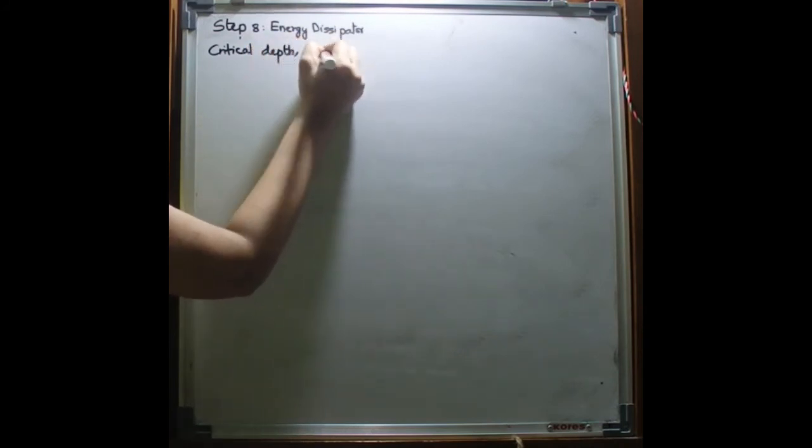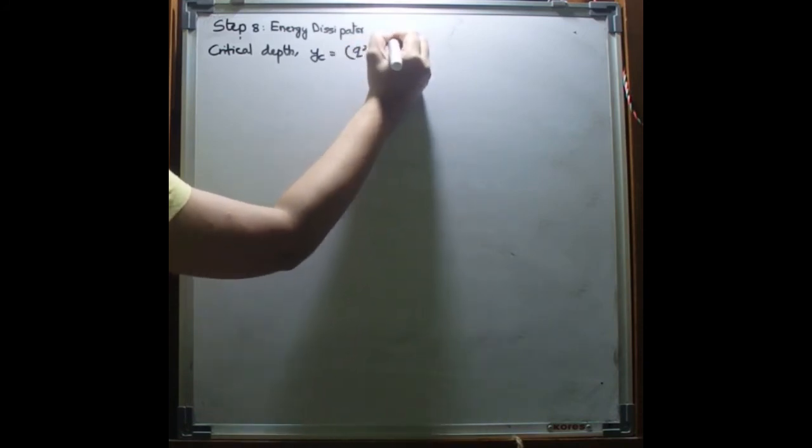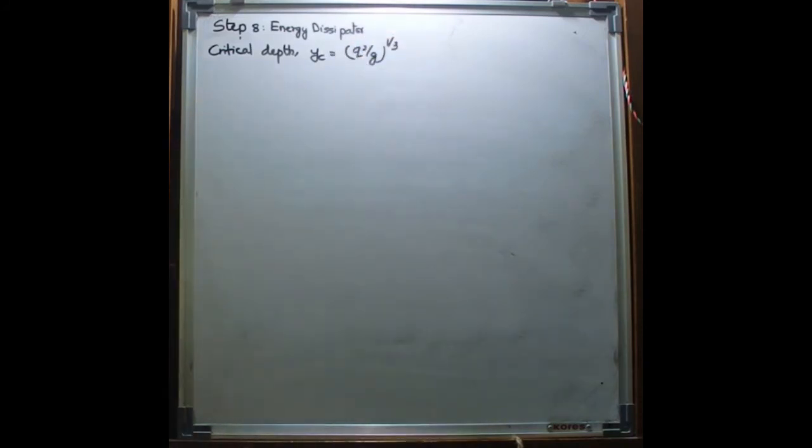Critical depth yc is given by (q square by g) the whole raised to 1/3, where small q is the discharge per unit width.